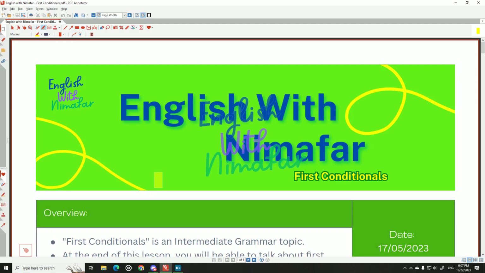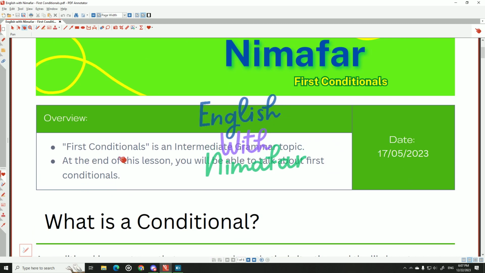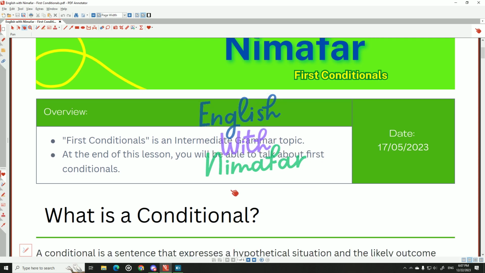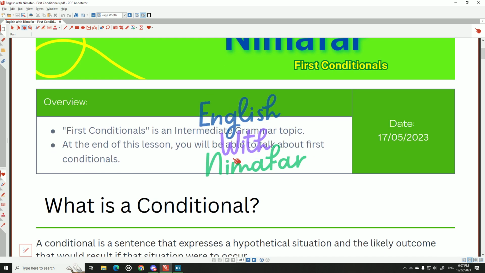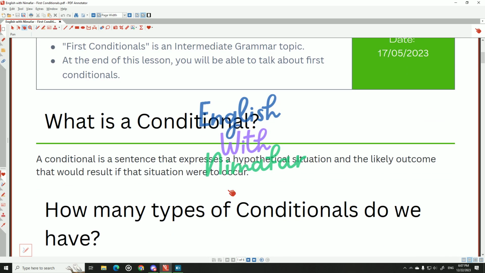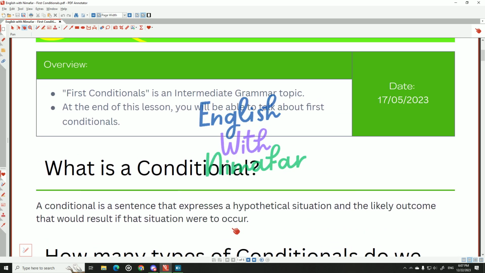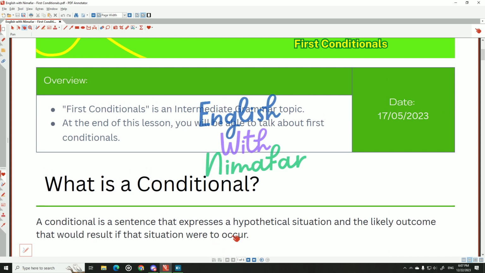So, okay. You know the title. Let me change it to this. First conditionals is an intermediate grammar topic. Yes, but we will talk about it at the advanced level. We will talk about some advanced things we can add. At the end of the lesson, we will talk about the first conditional. Yeah, that's pretty obvious. What is a conditional? This is the first question.